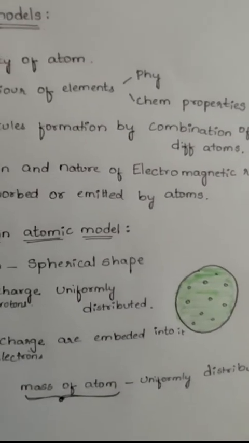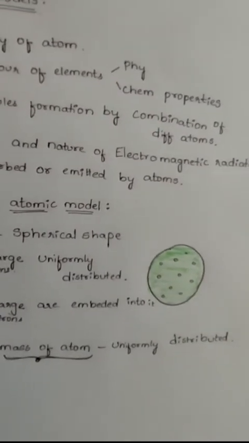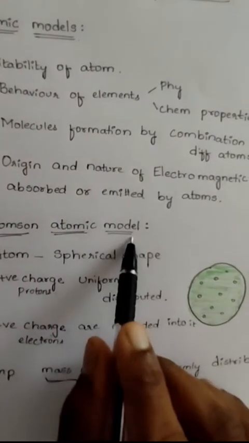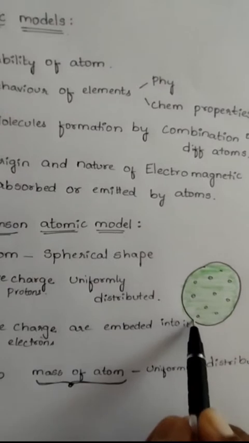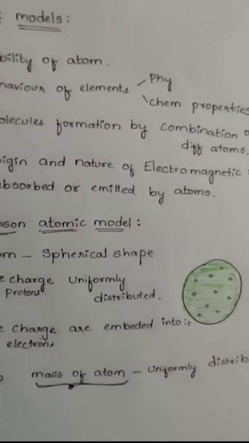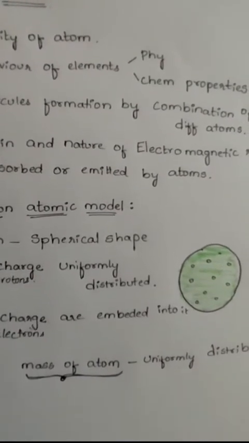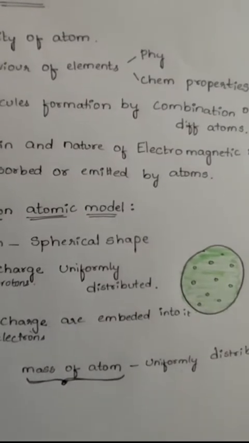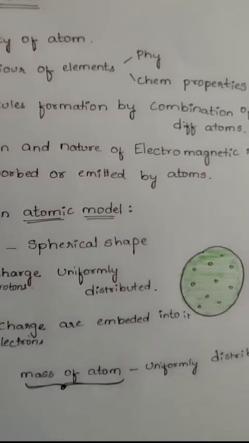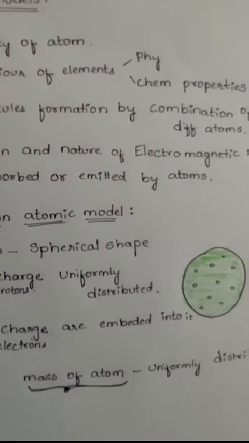But this model cannot explain the results of later experiments. So this is the drawback of Thomson atomic model. It can explain neutrality of the atom, but it cannot explain the results of later experiments. Means the scientists conducted different experiments, and the results of those experiments were not explained by Thomson's atomic model. Let's see one such experiment that was conducted by Rutherford.